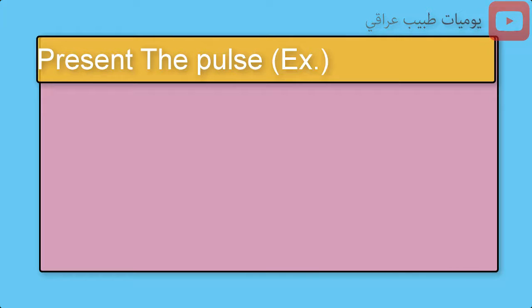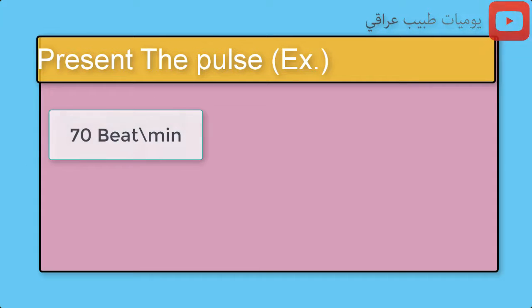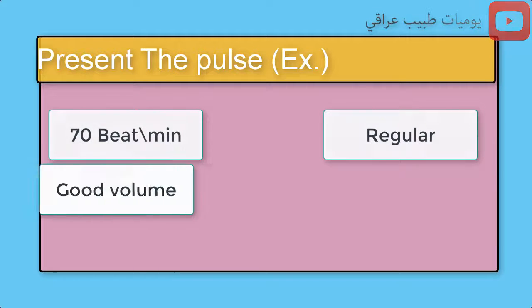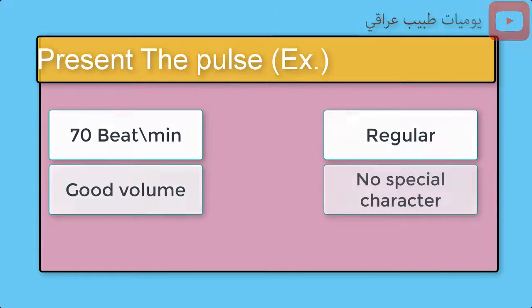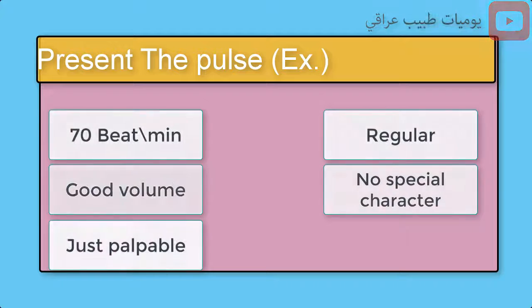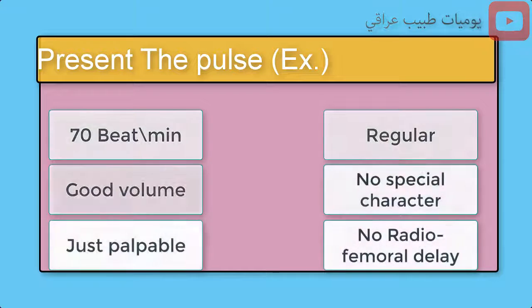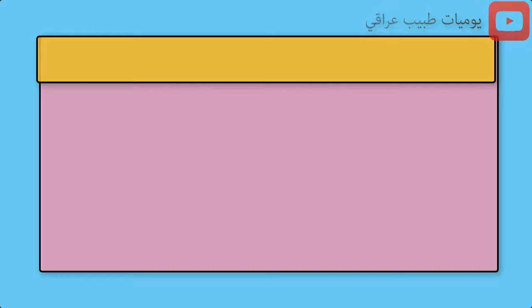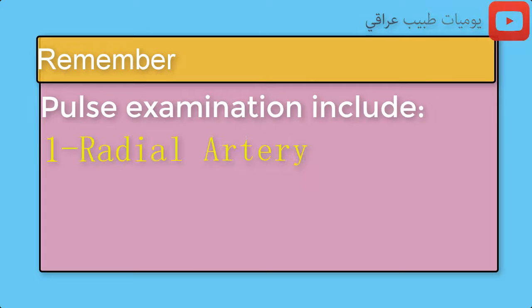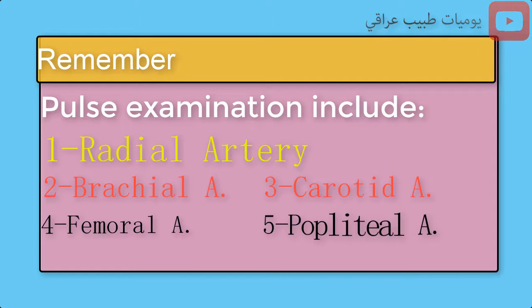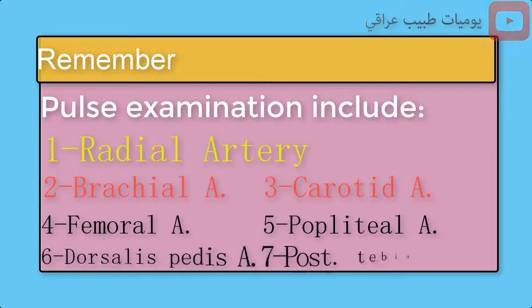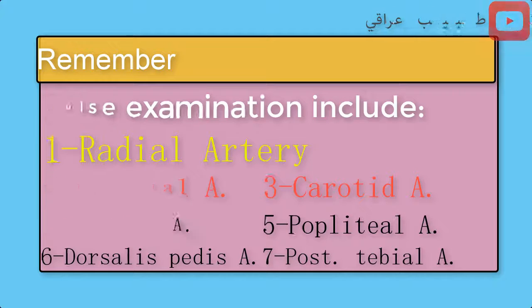So when you present the pulse at the examination, you have to mention all of these points. For example, the pulse is 70 beats per minute, regular pulse, good volume. There is no special character, and the blood vessel is just palpable, and there is no radiofemoral delay. Remember, pulse examination includes radial artery, brachial artery, carotid artery, femoral artery, popliteal artery, dorsalis pedis artery, posterior tibial artery.